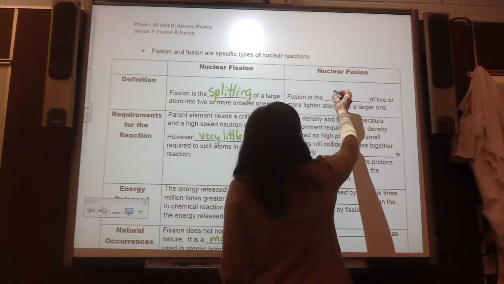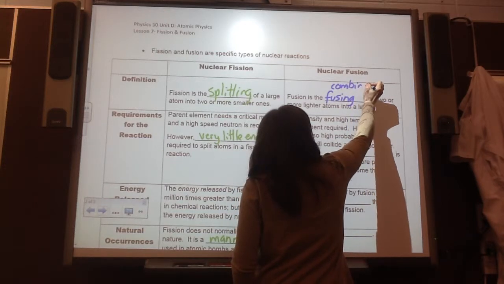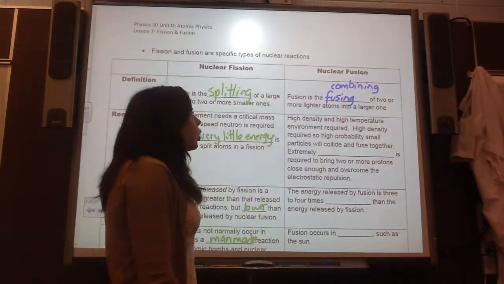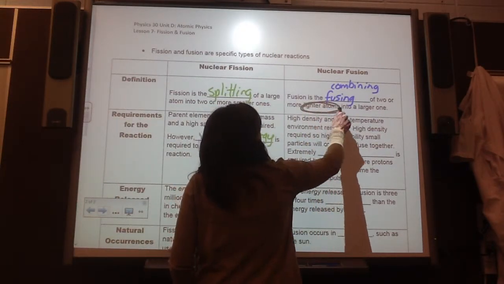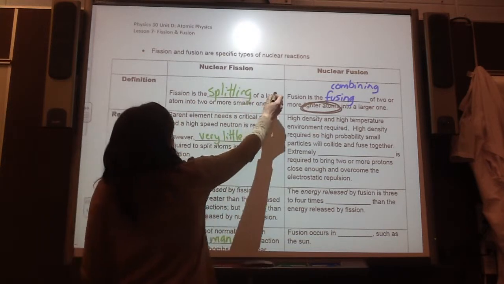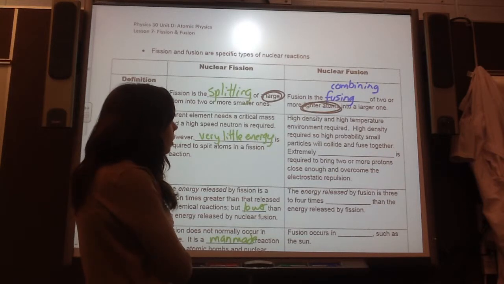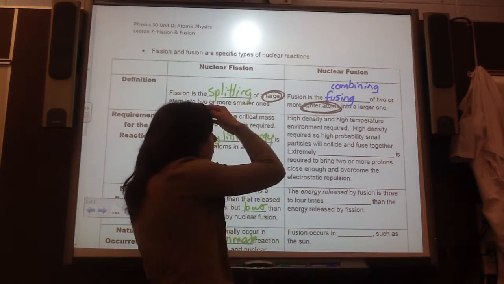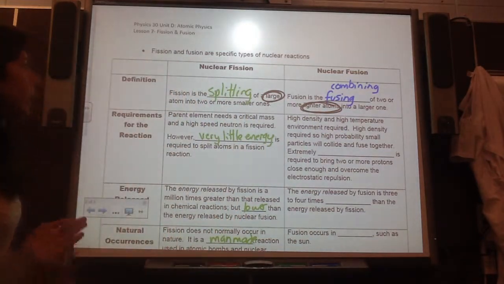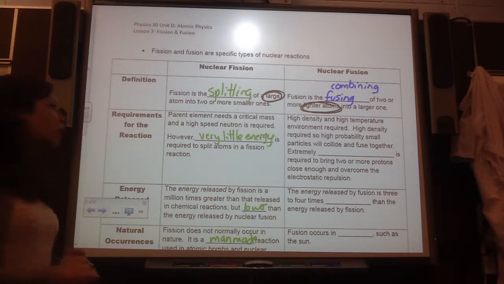So now let's do our nuclear fusion. So fusion is the fusing or combining of 2 or more lighter elements into a larger one. Let's notice that too. These ones are small atoms combining, and this one is a large atom splitting. That's another big difference too. So this one, small things coming together, big things splitting apart. High density and high temperature environment is required. A high density is required, so high probability small particles will collide and fuse together.